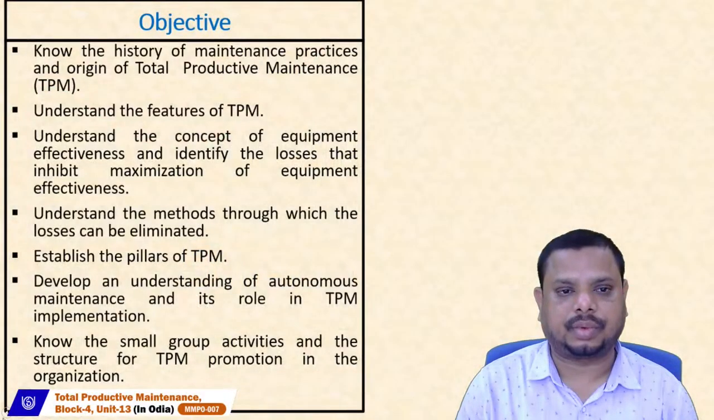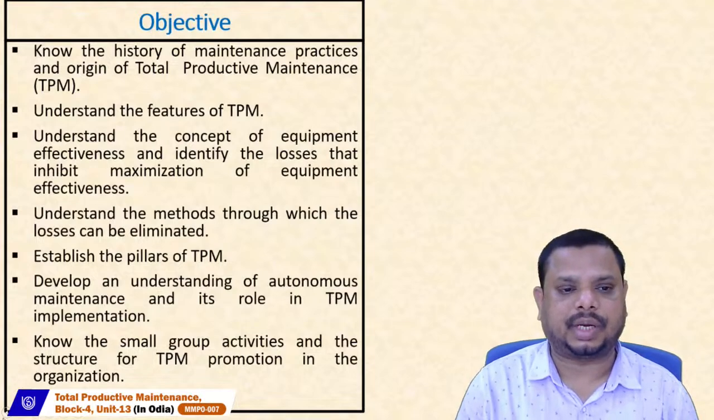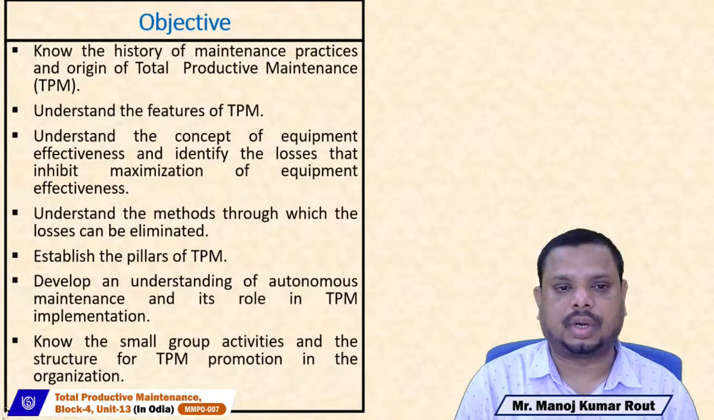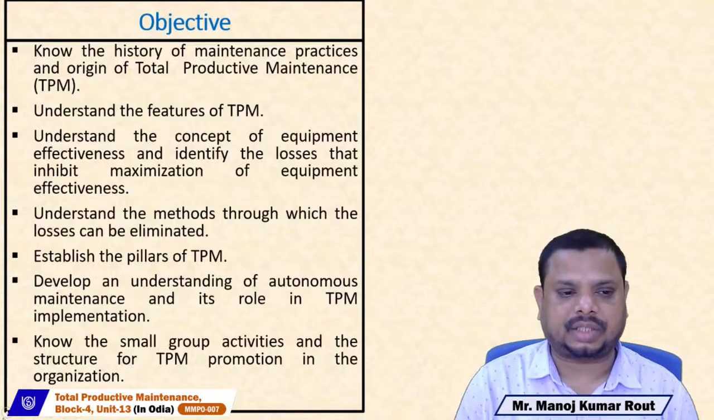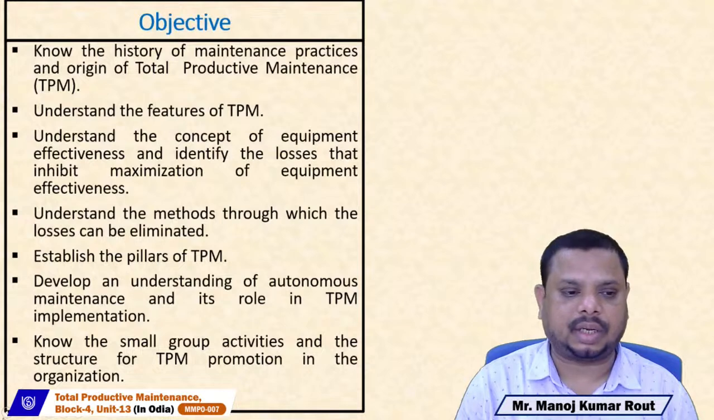About the history of maintenance practices and the origin of total productive maintenance, which is shortly known as TPM. Then the next one, understand the basic features of total productive maintenance. Third, understand the concept of equipment effectiveness and identify the losses that inhibit maximization of equipment effectiveness. The fourth objective, understand the method through which the losses can be eliminated.